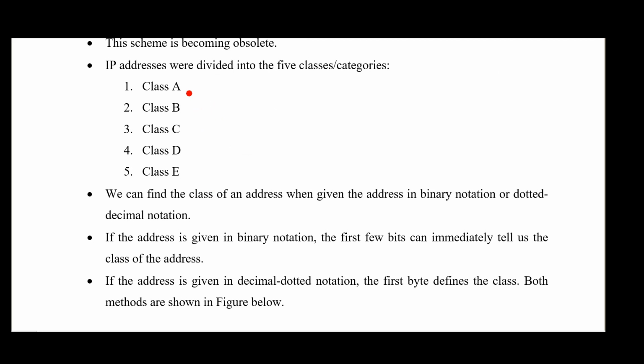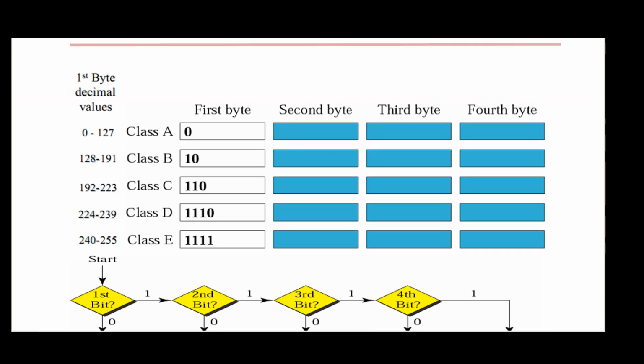In classful addressing, we can divide the IP address among any of these 5 classes, that is A, B, C, D, E. Class A is represented only if the first bit in the first byte is 0. In class B, the first bit is 1 and the second bit is 0. In class C, the first bit is 1, the second bit is 1, and the third bit is 0. If the first 3 bits are 1 and the fourth bit is 0, it is class D. If the first 4 bits are 1, then it is class E.